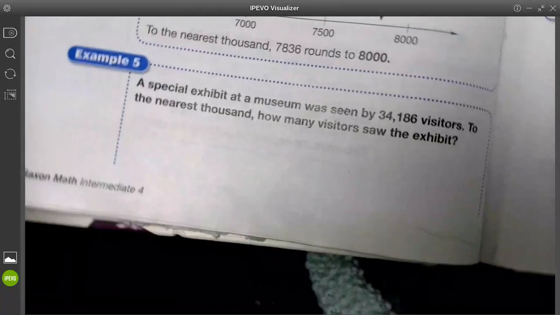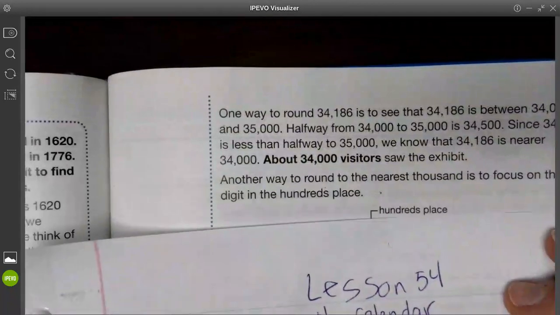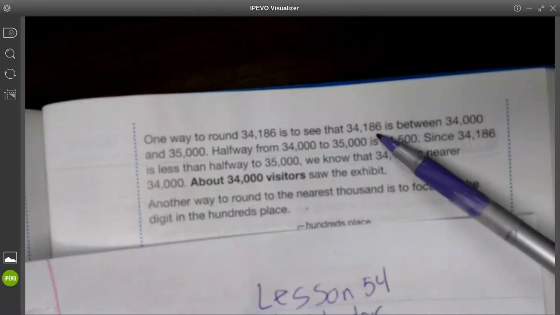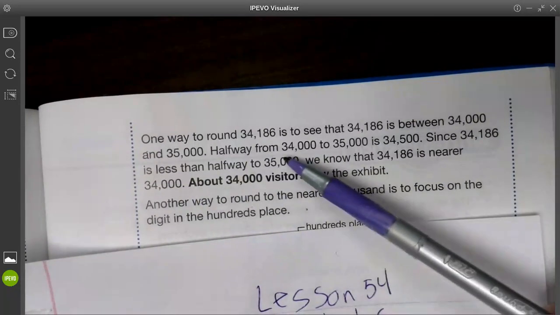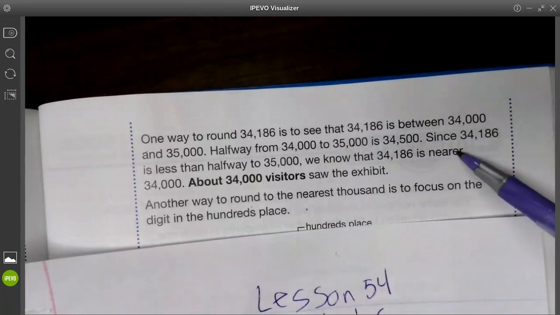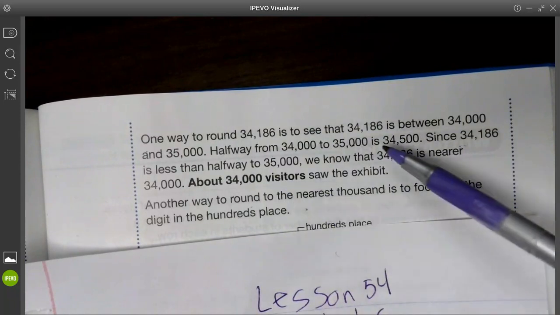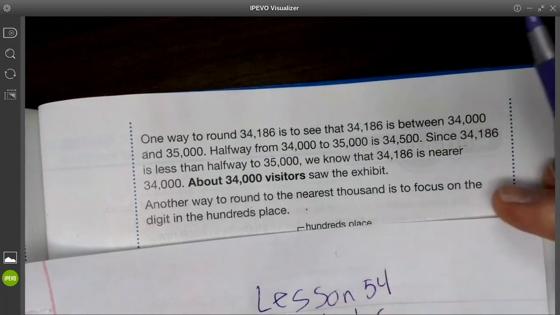To the nearest thousand, how many visitors saw the exhibit? All right, so we're going to read in the book a little bit. One way to round 34,186 is to see that 34,186 is between 34,000 and 35,000. Halfway from 34 to 35 will be 34,500. But since 34,186 is less than halfway, we know that it's closer to 34,000. So about 34,000 saw the exhibit.